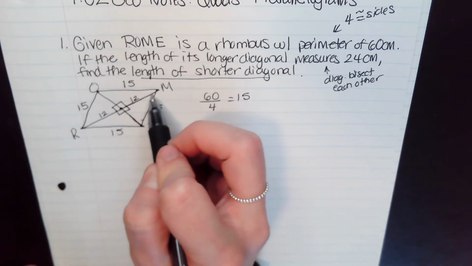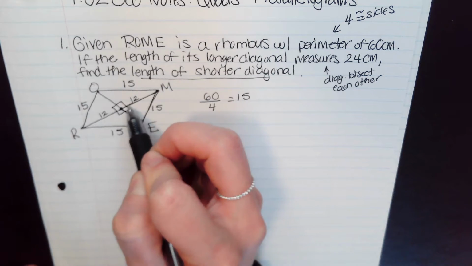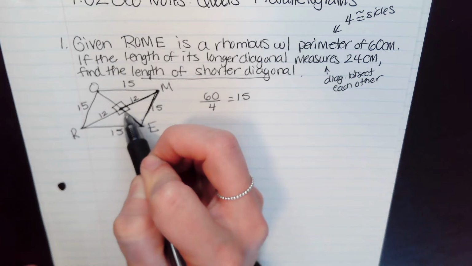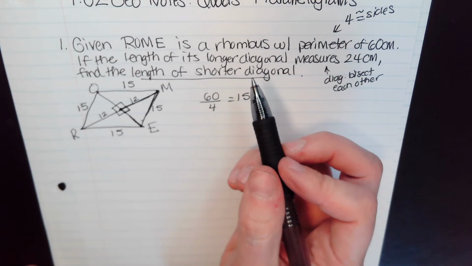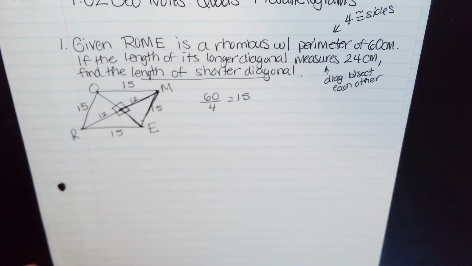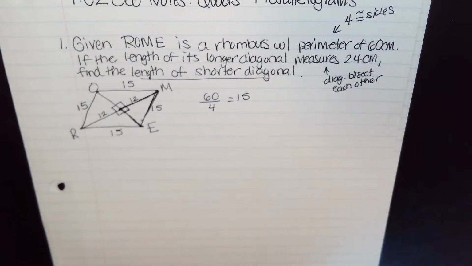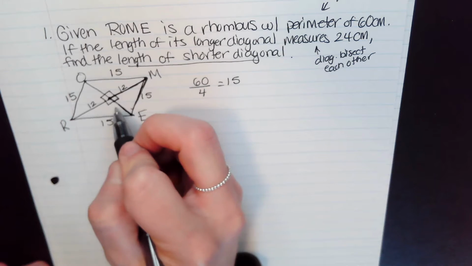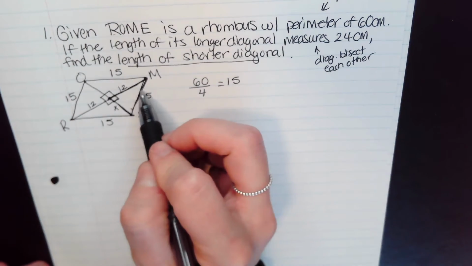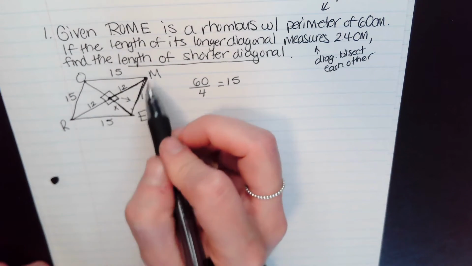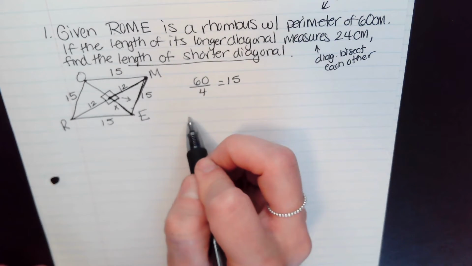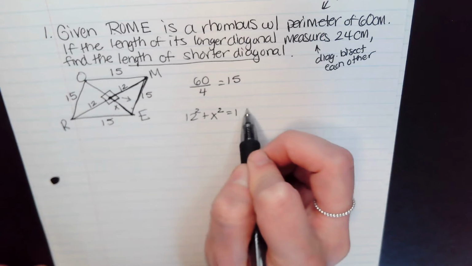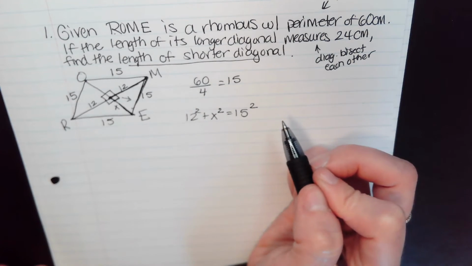Well, now I know that this right here is a right triangle because this angle in the middle here is a right angle. So how do I find the missing side of a right triangle? Oh, I can use Pythagorean theorem. So let's call this side over here x. My hypotenuse is always across from the right angle, so that's that 15 side. So I would take 12 squared plus my x squared will equal 15 squared.